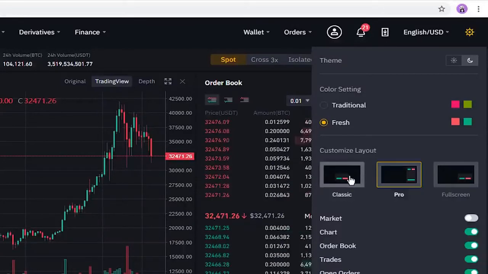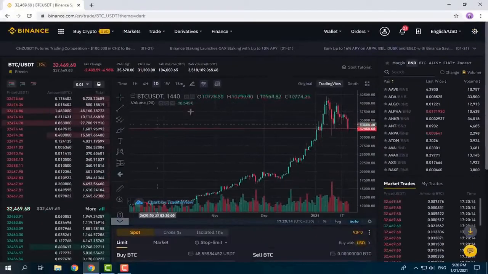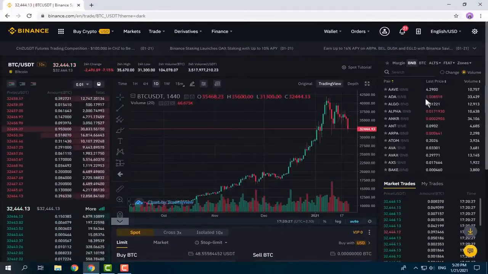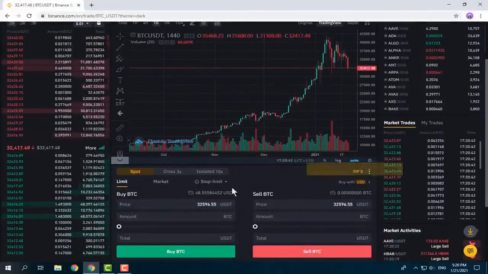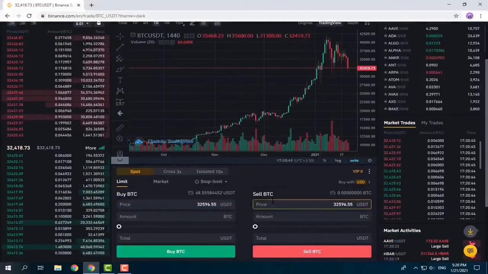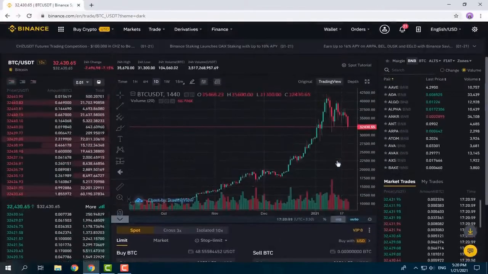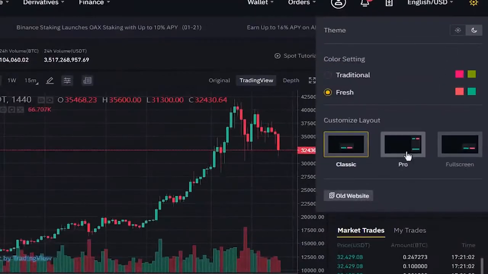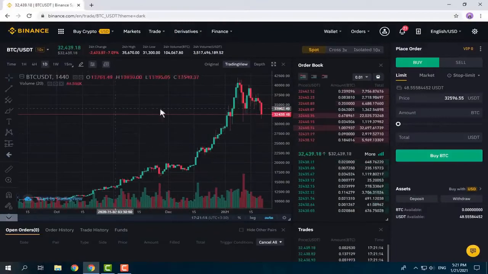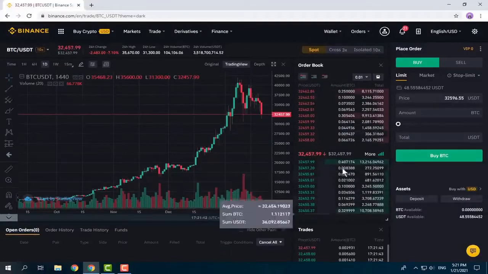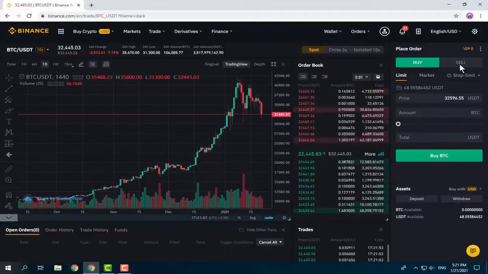By choosing the classic, as you can see, the chart is in the middle of the window, the order book on the left, and the pairs and the market trades here on the right. You can place buy or sell orders here below the chart, and you can manage your trades here below everything. By choosing the Pro or advanced layout, you see that the chart is on the left, and below that you can manage your trades, and you can access the pairs here above the chart, order book and trades here in the middle, and you can place buy or sell orders here on the right side of the window.